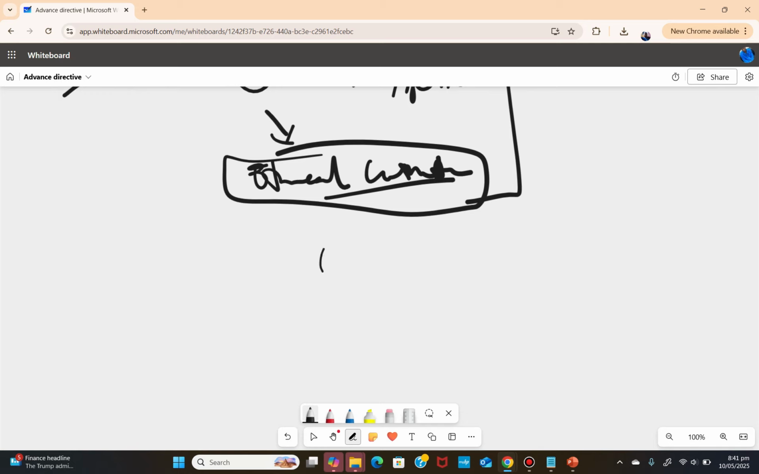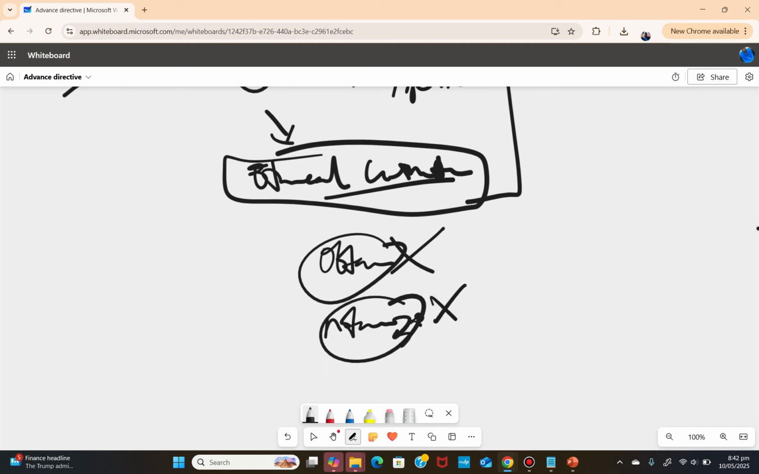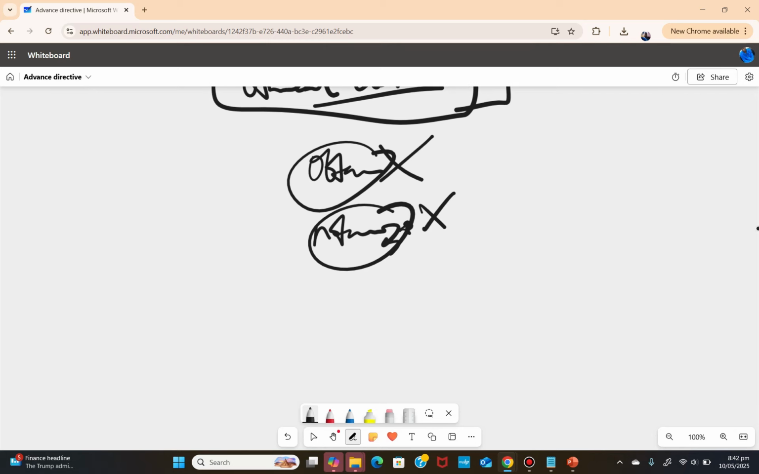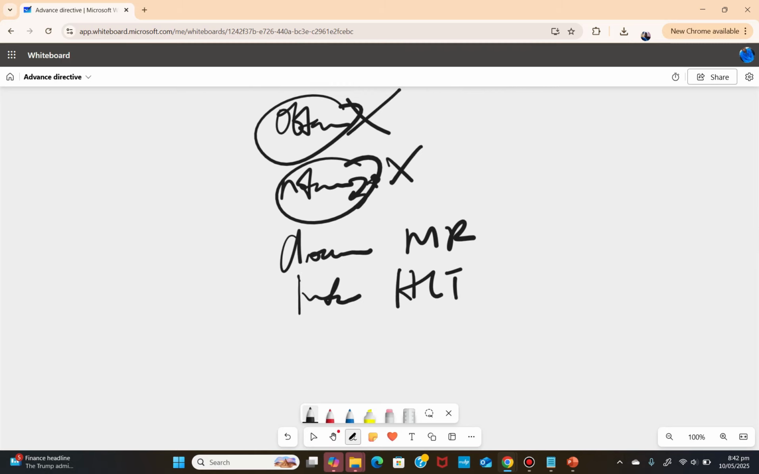Now, remember all these things. We, the nurses, don't obtain the advance directive. We don't notarize the advance directive. It's the legal team that notarizes the advance directive. Our duty is to document the advance directive in the medical record and to inform the healthcare team about the advance directive. So this is our duty.